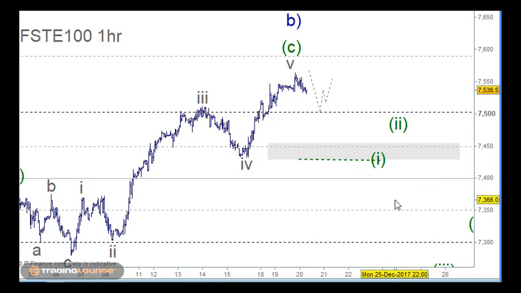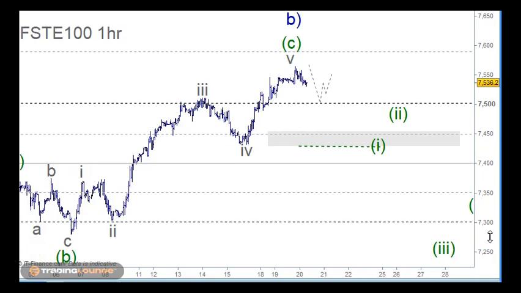Okay, so we can't confirm the turn just yet, and there could certainly be another high coming into play just yet, but yeah, anyway, we'll put them out on charts as well.